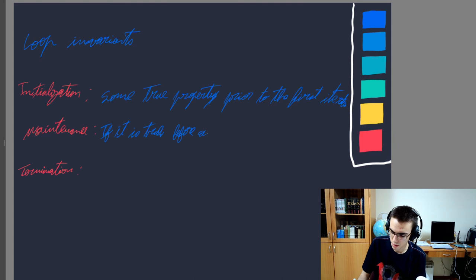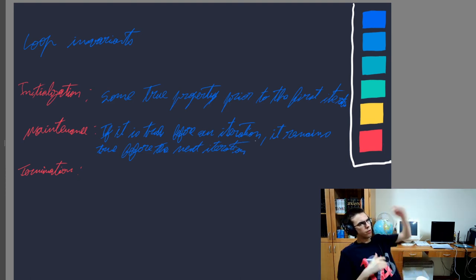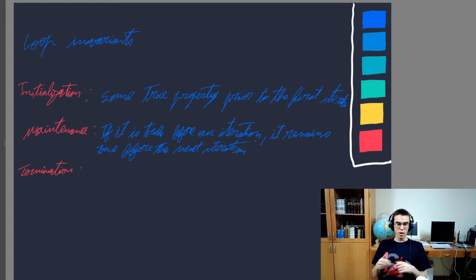Before an iteration, it remains true before the next iteration. So it is true at this point, and you do this iteration, and after these operations that define this iteration, it is still true. And so when you go to the next iteration, it will be true. And since these are the same instructions, it is expected to stay true at this point and repeat being true. So there is a maintenance of the truth of this property you are electing.